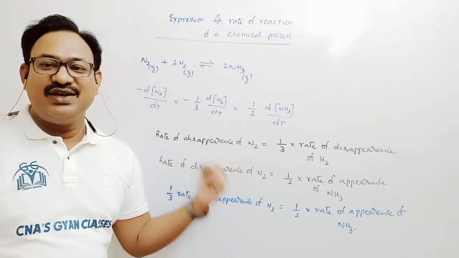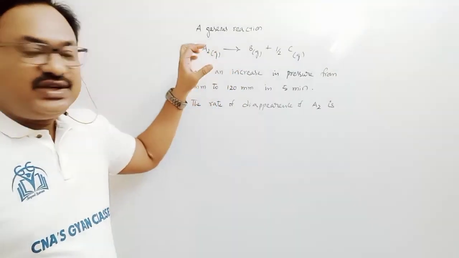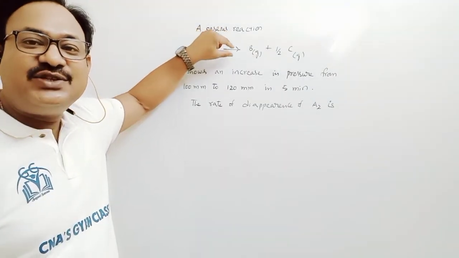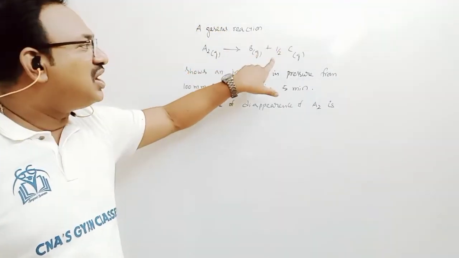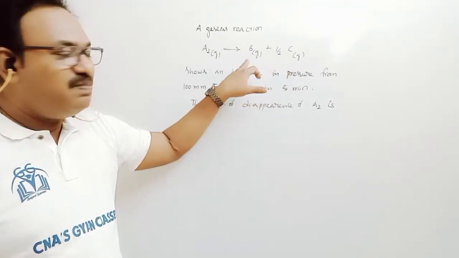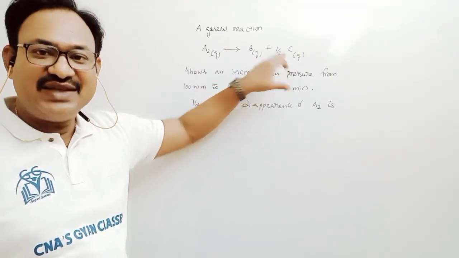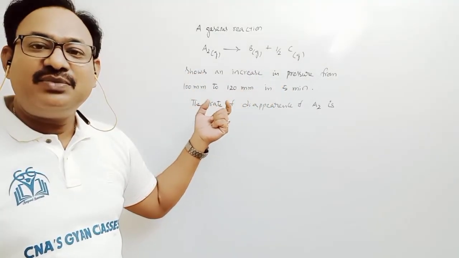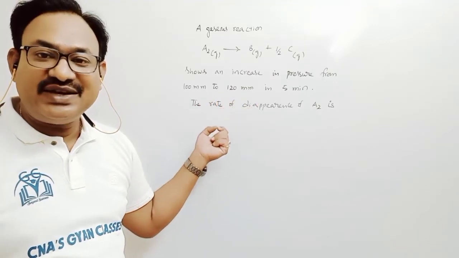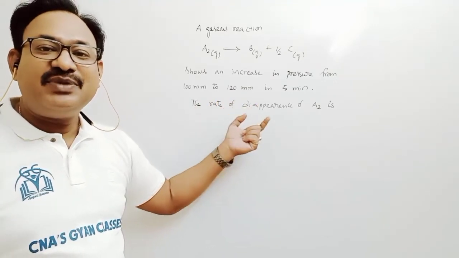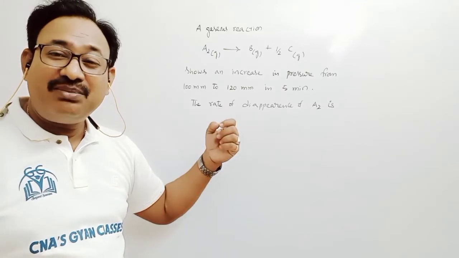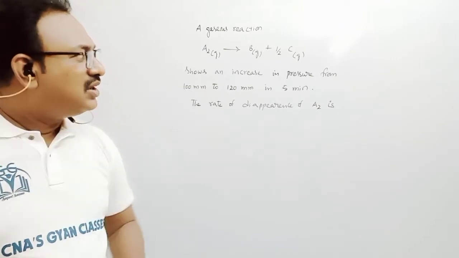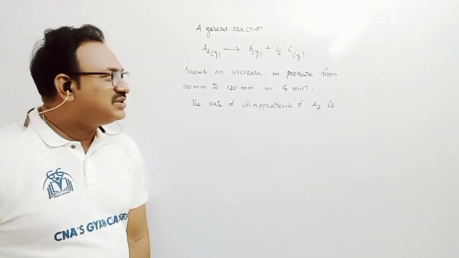Right? Okay. I have just taken a question here. A gaseous reaction A2 gas gives rise to B gas plus half C gas. It shows an increase in pressure from 100 mm to 120 mm in 5 minutes. Therefore, rate of disappearance of A2 in mm minute inverse is what? Okay. Now, how can you solve this question?